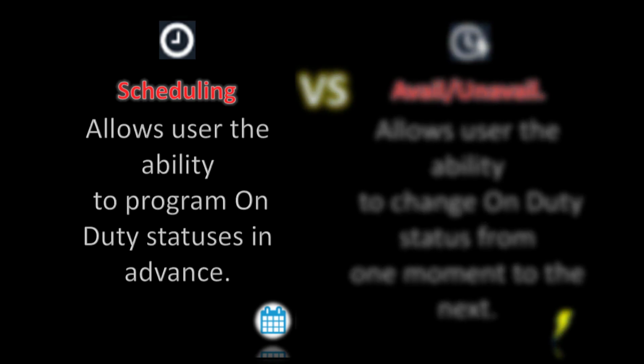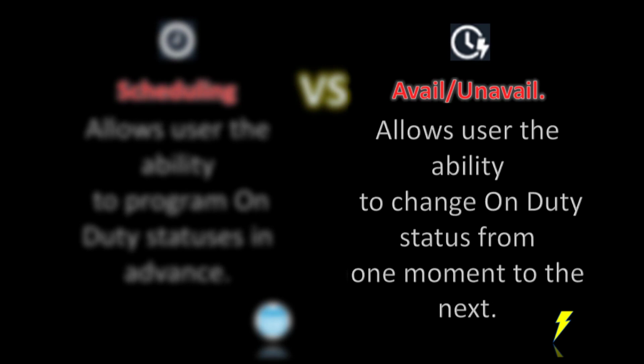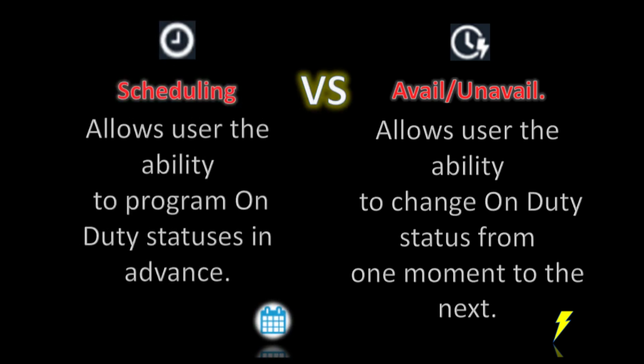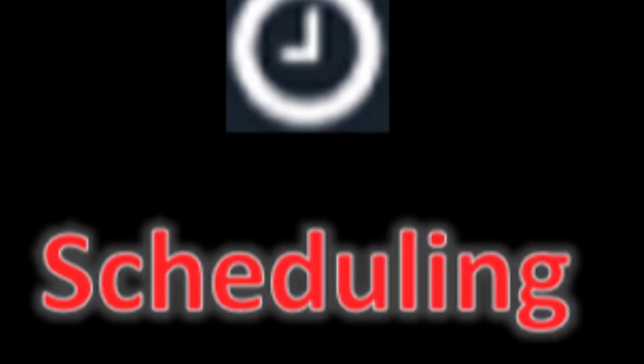Scheduling allows users to put in a shift for future time. If you know that you're going to be on duty next Tuesday from 7 to 9 p.m., you can put that in. That's part of our scheduling program. The Available Unavailable function allows you to change your status at a moment's notice from the application or the website, just simply saying that I'm unavailable or that I'm available until further notice. Scheduling is truly designed to put in a shift with a designated start time and a designated end time. Let's jump into scheduling.